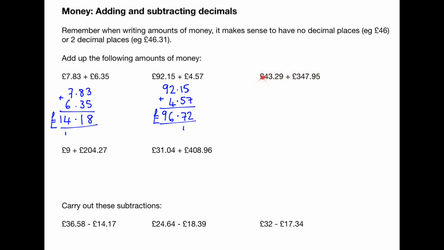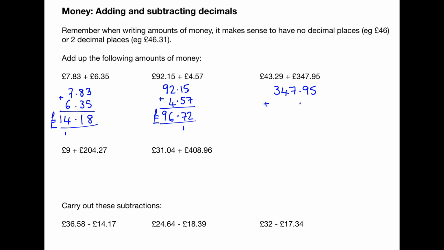Now, the amounts that we've got here, this one's 43.29 and £347.95. Now, most of you will find it easier if you put the bigger number at the top when you're adding 2 numbers together. It just makes things a little bit easier for your brain to cope with, I think. So that's what we're going to do. Because remember, when you're adding things, it doesn't matter what order you add them in, you still get the same answer. So 347.95, add £43.29.